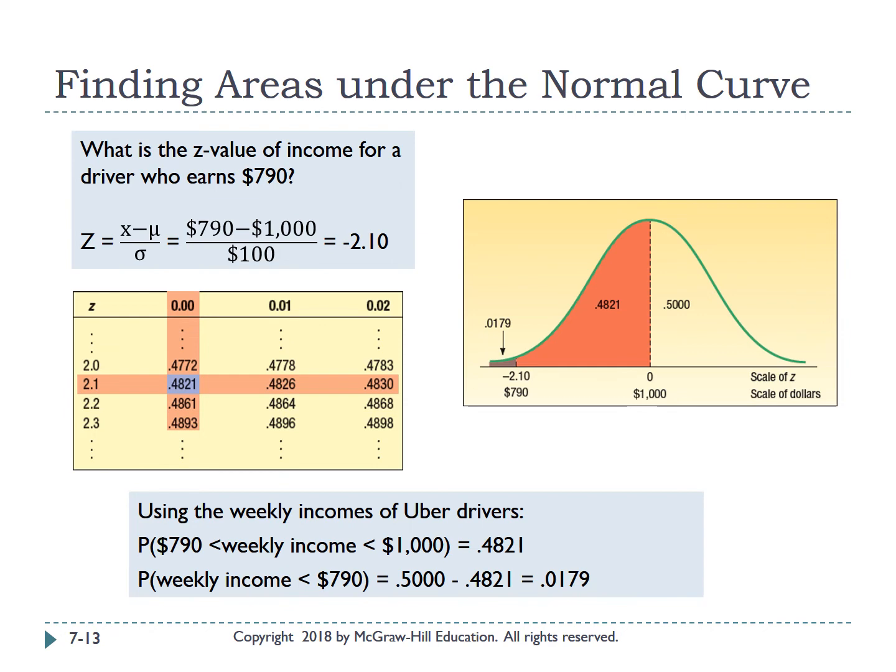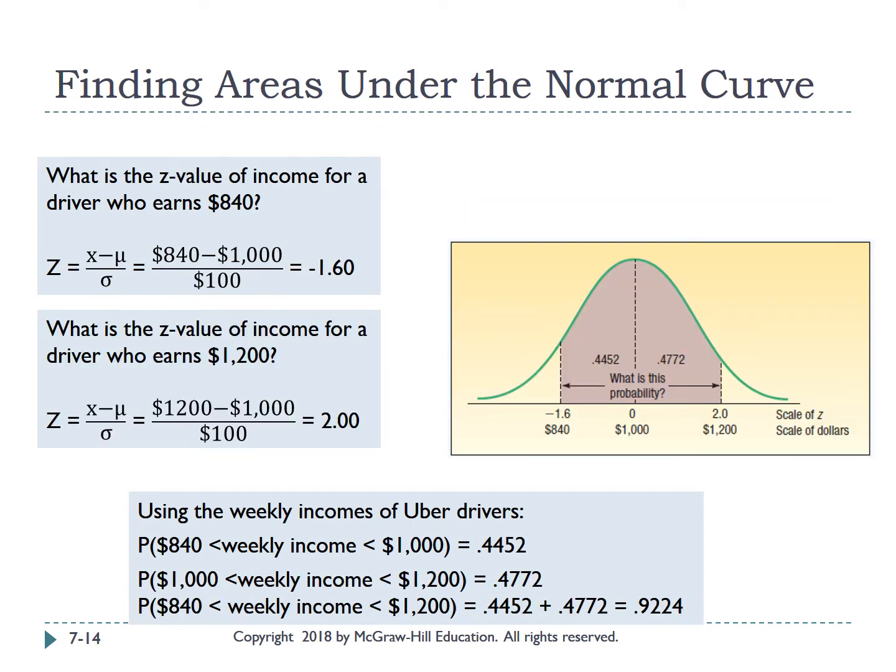First step, find the Z value. The Z value from above is minus 2.1. So the probability of the weekly income less than 790 equals the probability of Z less than minus 2.1. This is equal to the area to the left of Z equals 0 minus the area between Z equals 0 and Z equal minus 2.1, which is 0.5 minus 0.4821, which is equal to 0.0179. So the probability that the weekly income is less than 790 is 0.0179.